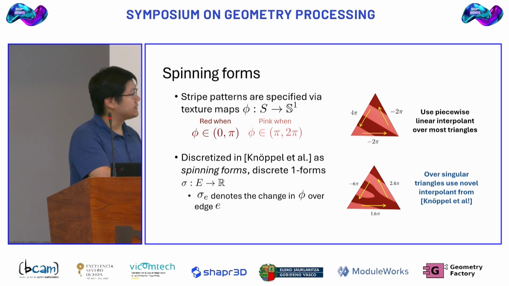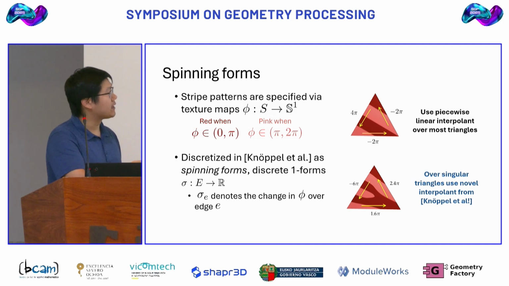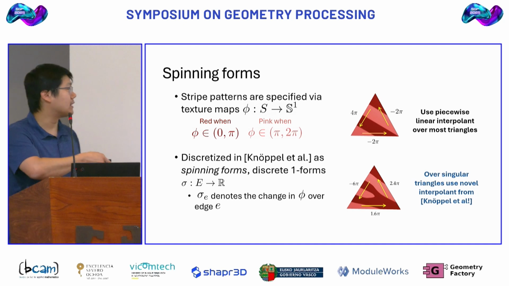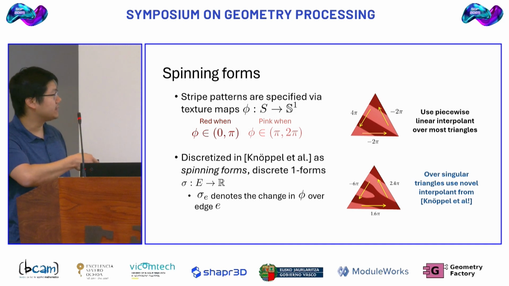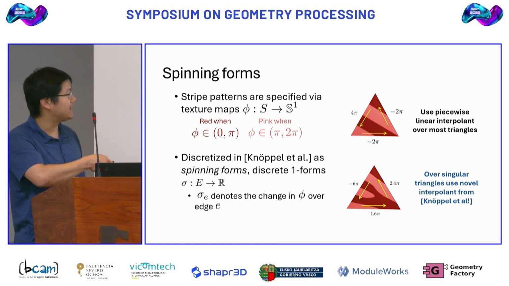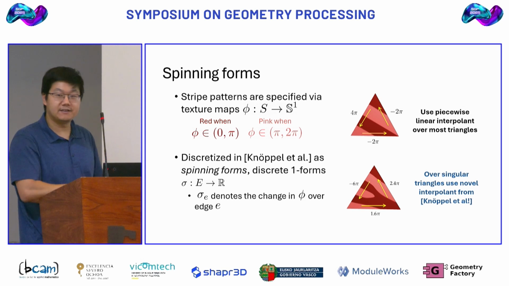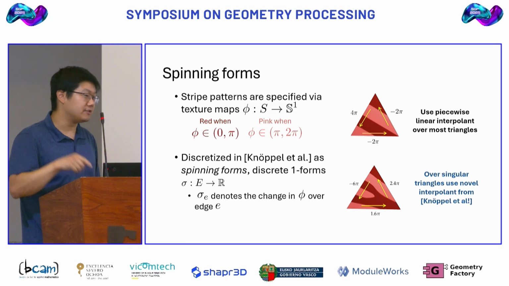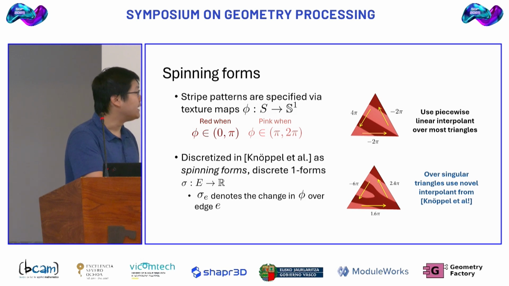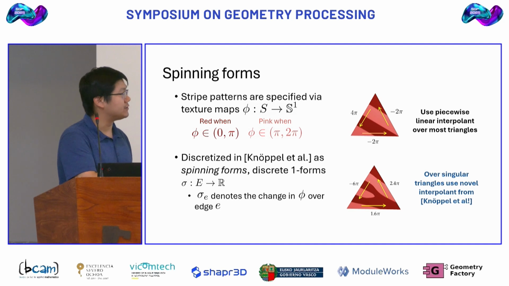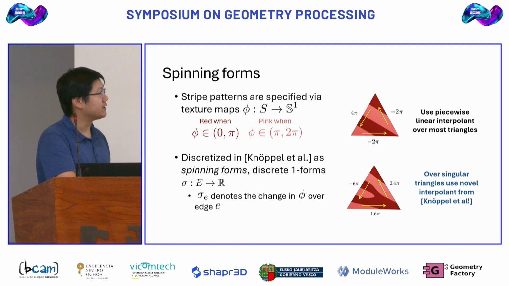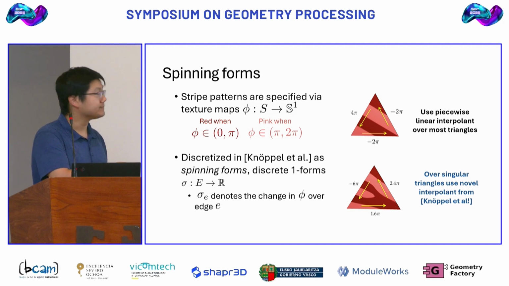These are discretized in the 2015 work as spinning forms. So these are discrete differential one-forms. That's a lot of jargon for saying they're a number assigned to each oriented edge in the triangle mesh. And you should think of the value as denoting the change in this function over the edge e.